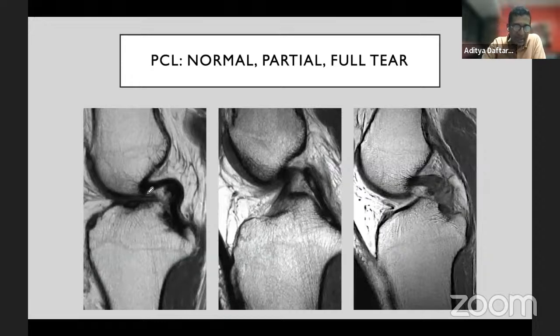Moving from there to the PCL, here is a normal buckled PCL that you see in somebody with an ACL tear. This little nubbin of tissue anteriorly here is the ligament of Humphrey, and there's one posteriorly, which is the ligament of Wrisberg.